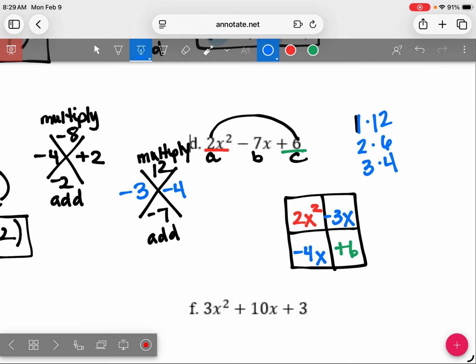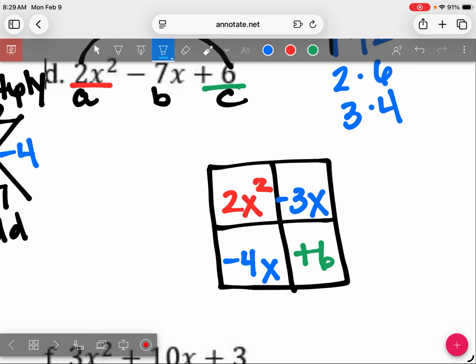Okay, so we're going to go 2 squares at a time. Let's look at these two right here. The ones you see shaded in blue. What can I take out of those 2 squares? I can't take out a number other than 1, but what can I take out? X. So let's take out the X. 1X. And now let's go to the bottom row.